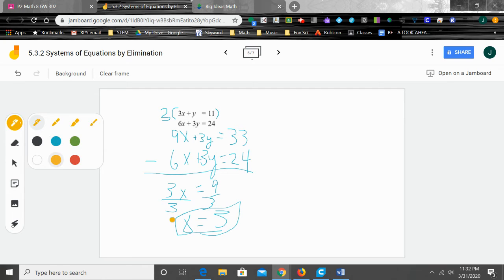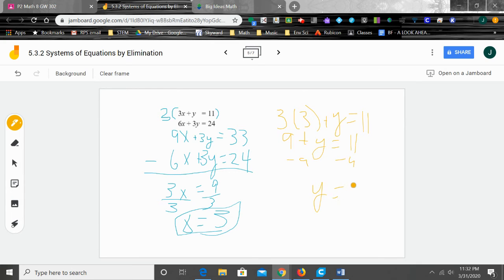Now let's solve for y. Plug the x into, let's do the top one, because that way there's only one y there, so we don't have to worry about any dividing. So 3 times x, which is 3, plus y is 11. Okay, so 9 plus y is 11. Subtract our 9 from both sides. y equals 2. Okay. So again, all you have to do is multiply one of the equations, sometimes both the equations, so you can get a coefficient that's the same.